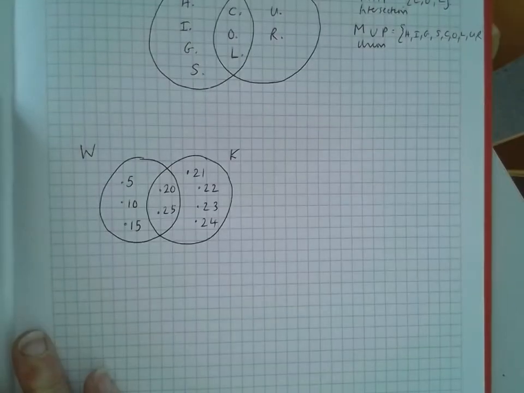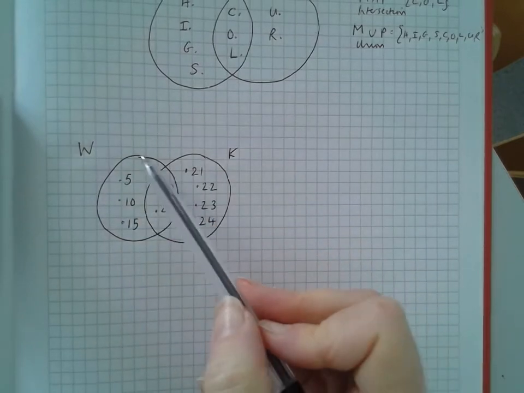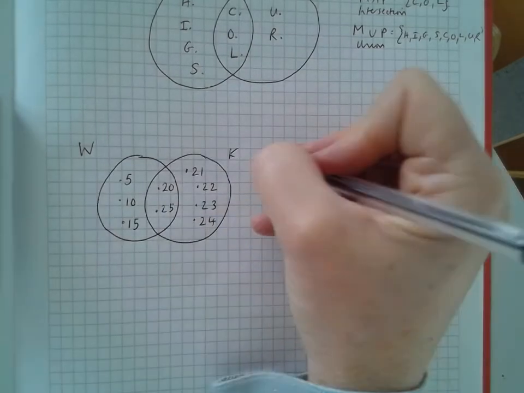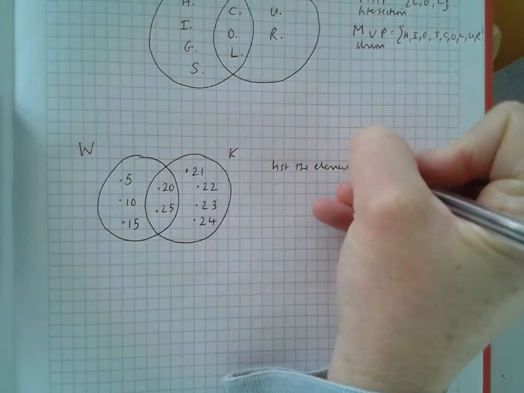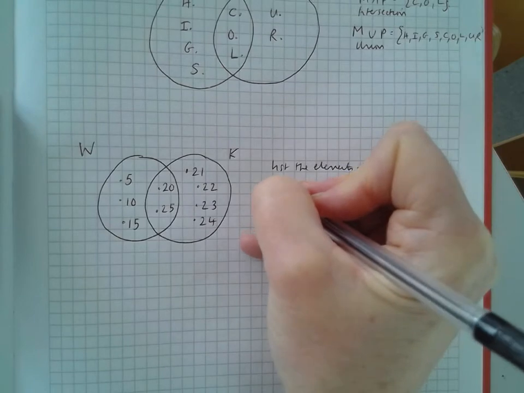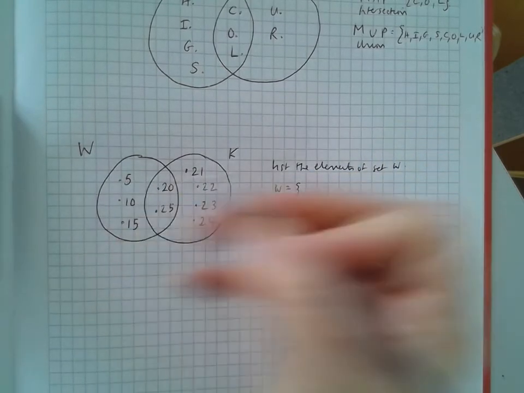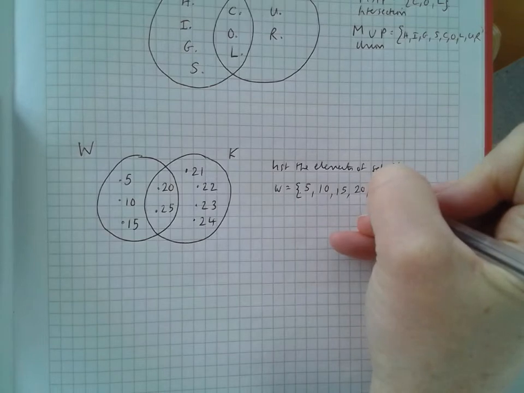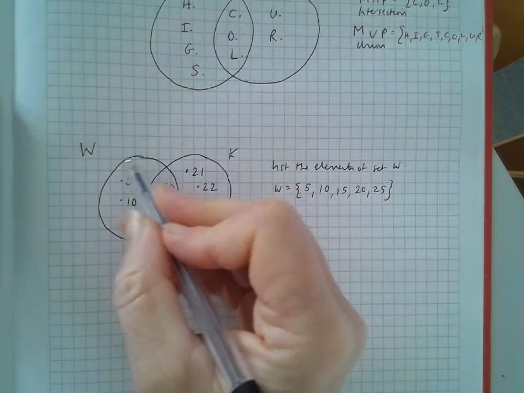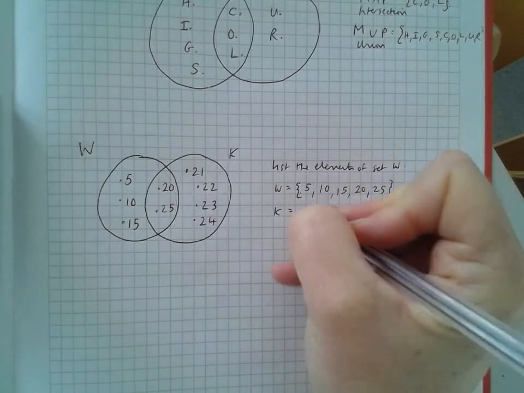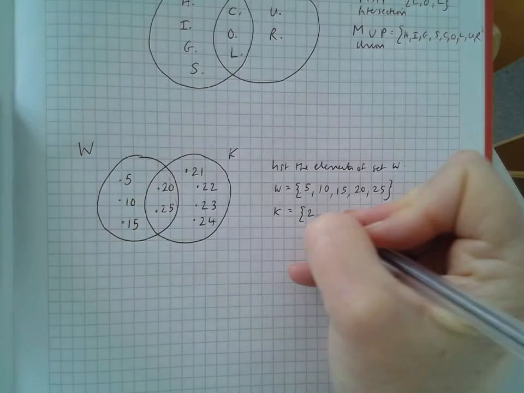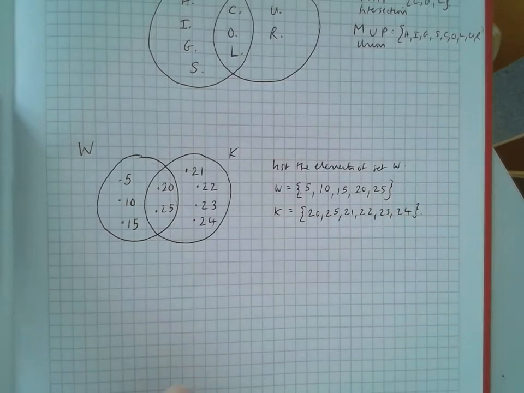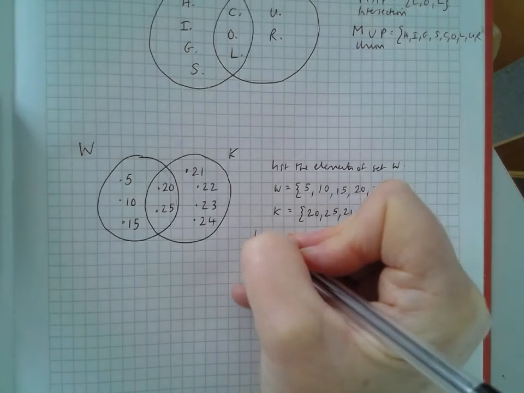So, what about if you're given a Venn diagram and you have to work out some answers? So, here we've got a Venn diagram. We've got W, this circle, and K is this circle. So, you might be asked to list the elements of set W. So what would that be? W would be, remember our curly brackets, 5, 10, 15, remember we're separating them by a comma, 20 and 25, because we're looking at all the elements that are inside W. What about set K? Set K is equal to 20 and 25. And then it's also got 21, 22, 23, and 24.